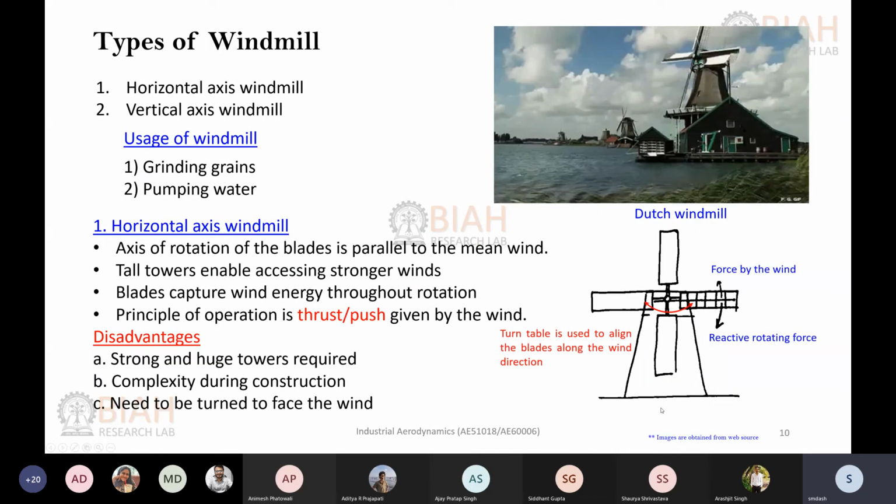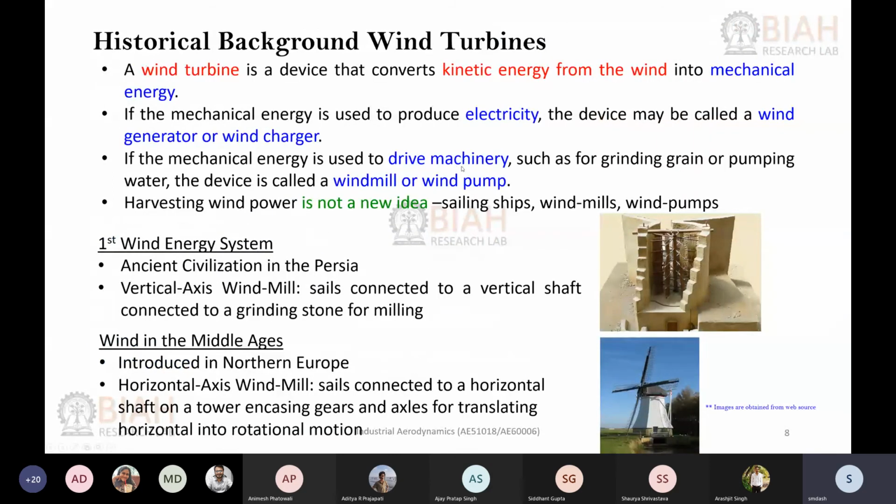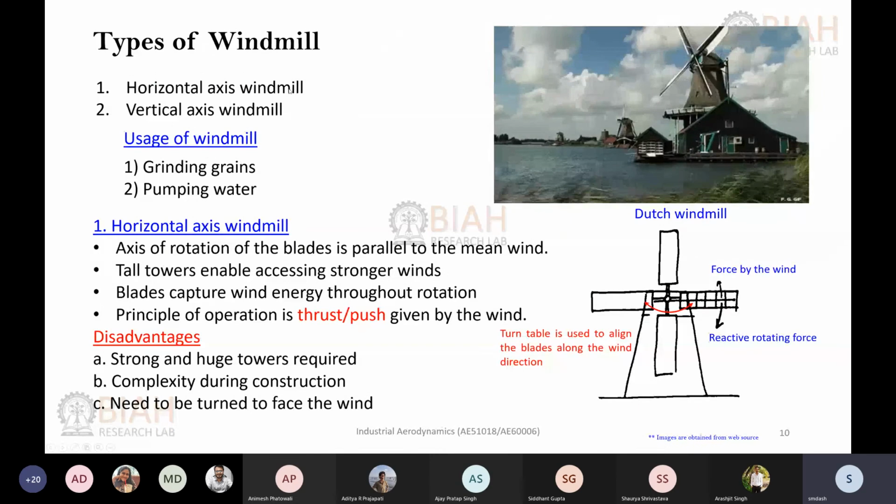So there are types of windmills. Before we go to the wind turbine application, let's see the 2 different types of windmills, like we have already discussed: horizontal axis and vertical axis windmills. Windmills are those devices which are used for running machineries. That is the basic definition we have seen. If the mechanical energy from the wind is used to drive some machineries, then that will be called a windmill or wind pump. Okay, so here these are the horizontal axis and vertical axis windmills, generally, as you can see.